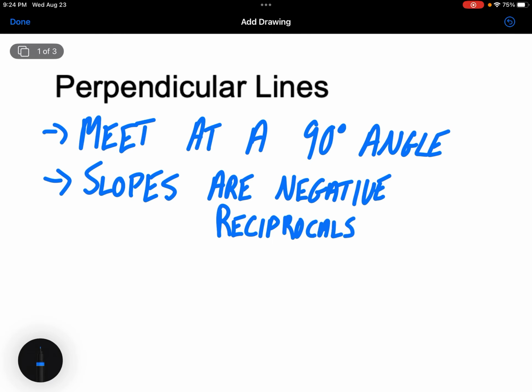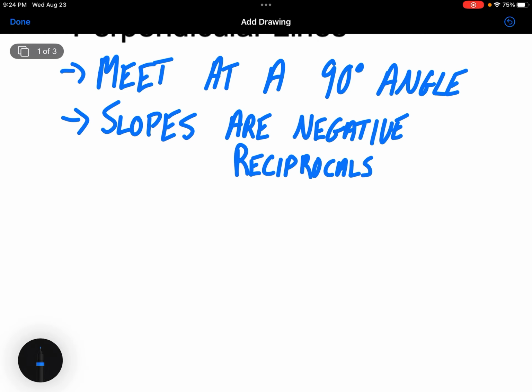It doesn't matter what the y-intercepts are, because the y-intercept could be the same. That's where the two lines could meet. It just matters that the slopes are negative reciprocals.